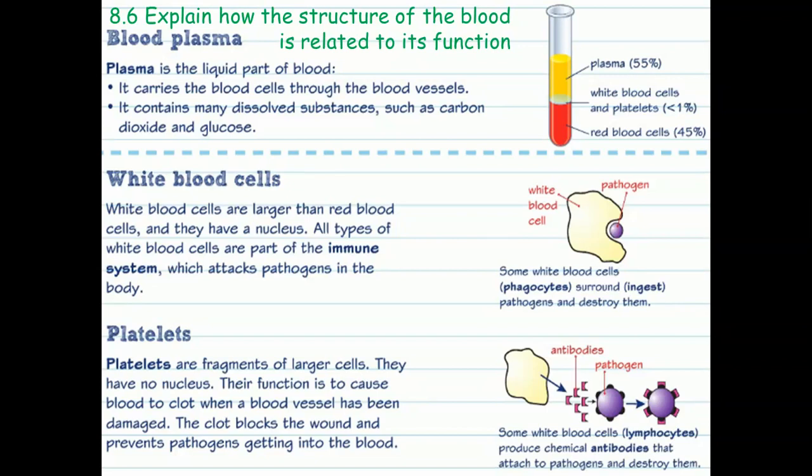And then to finish off with, the last blood component we need to know about is platelets, and these platelets are just fragments of cells, and what they do is they help the blood to clot, and therefore if a blood vessel is damaged or if the skin's being cut, then these clots can block the wound and they prevent pathogens getting into the blood. So that is their function, mainly to cause the blood to clot.